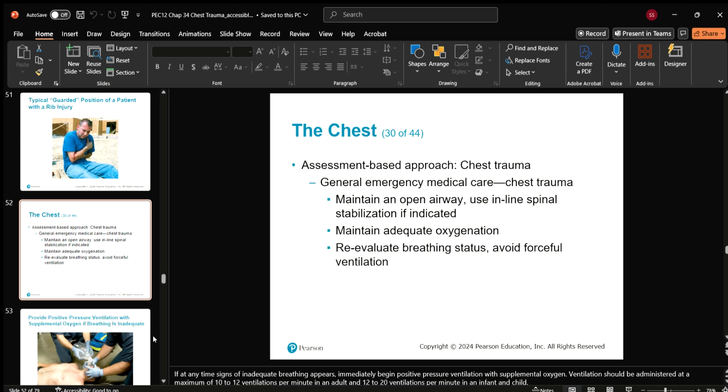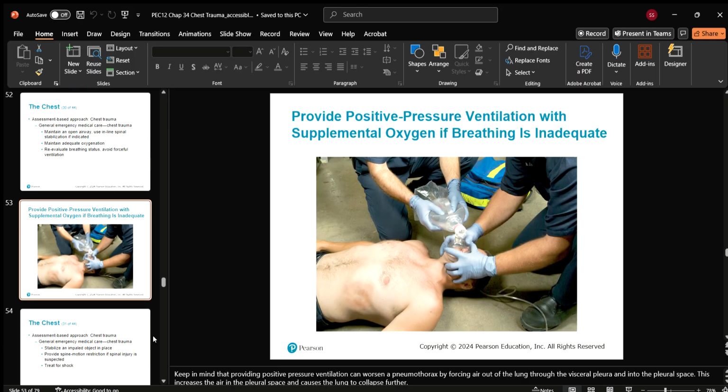Okay, ABCs: maintain that open airway, reevaluate their breathing, and always check the circulation. Here's 2 rescuers, and this is a good thing to talk about at this point because you can see this photo. If you have enough rescuers at hand, have 2 people ventilate the patient. One person maintains the seal on the mask, that CE technique, and the other person squeezes the bag. You're going to get much better ventilation out of this.